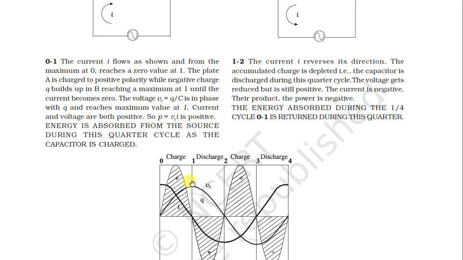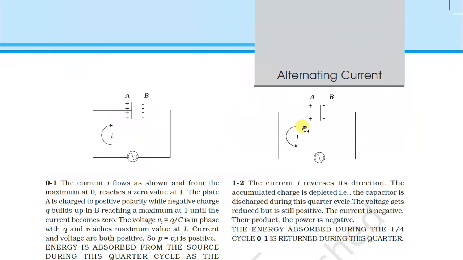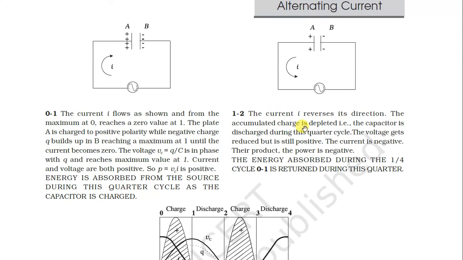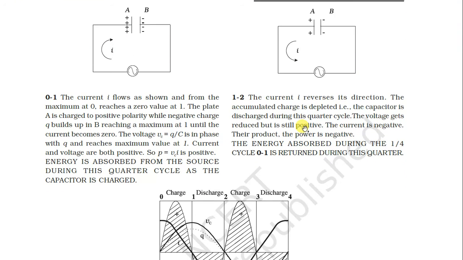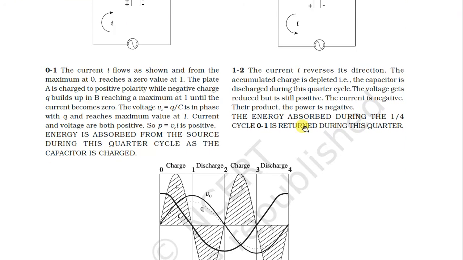At that time the voltage gets reduced, and the current is decreased. The voltage is reduced but still positive, while the current is negative. The product, the power, is negative. The power is negative because the current is negative.